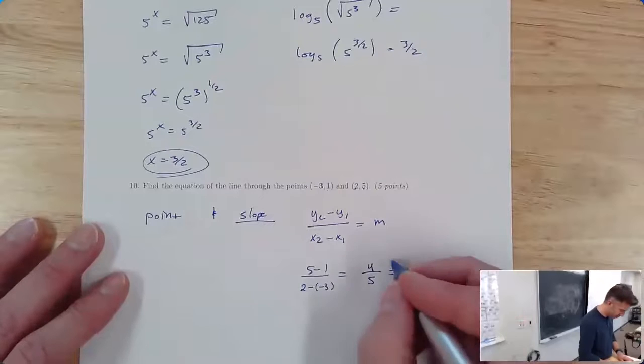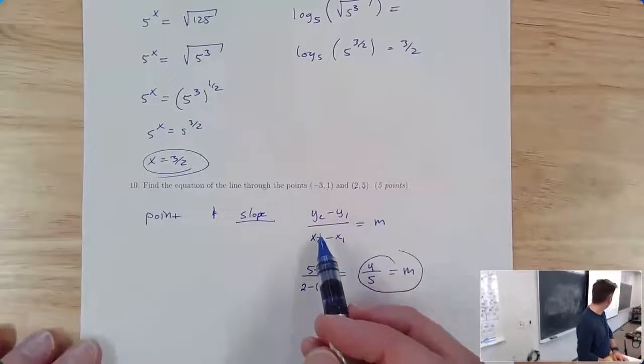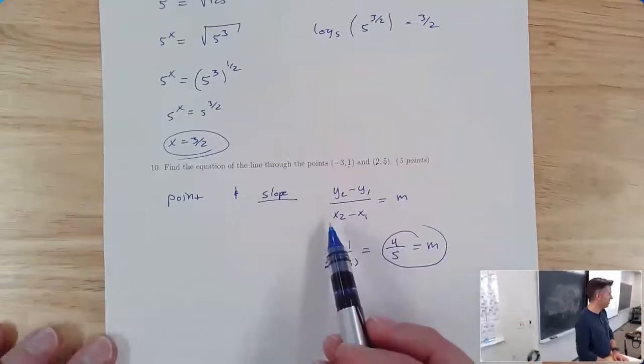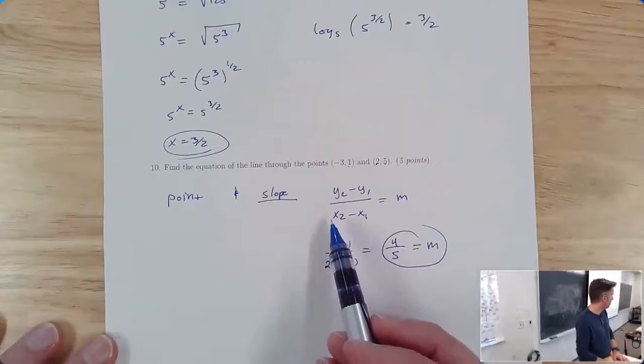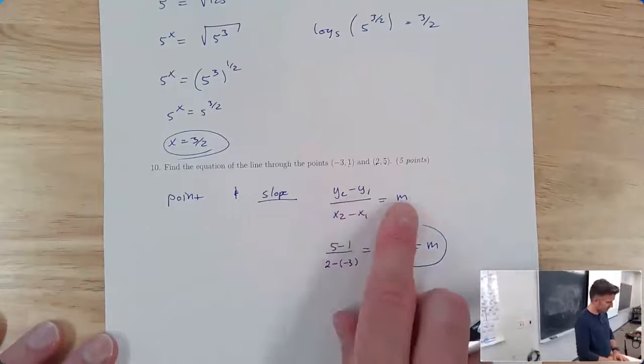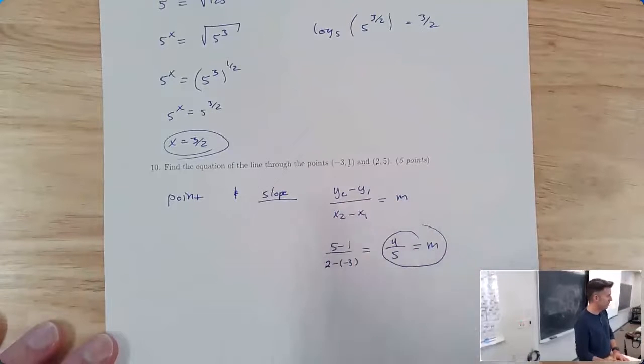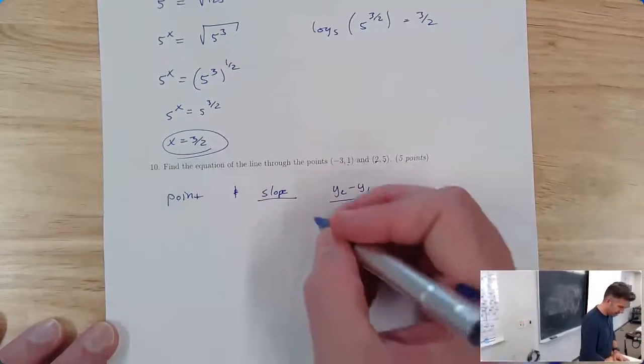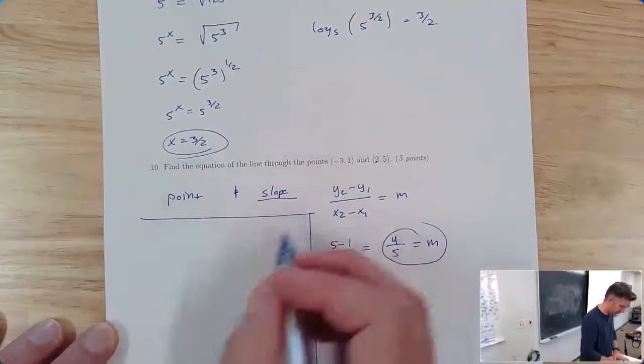You know what's kind of cool about the slope equation? The slope equation also kind of tells you the point slope formula. If you multiply both sides by the denominator, you get y minus y equals m times x minus x. It's totally the point slope formula. So here, that's kind of the way I like to do it, is use the point slope formula.